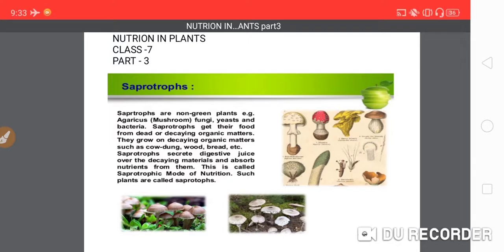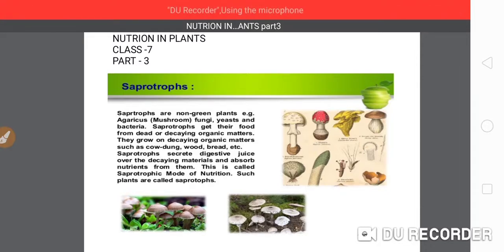Saprotrophs are non-green plants. Examples: agaricus, which is also known as mushroom and belongs to the fungi, yeasts, and bacteria. In all of these, they do not have any kind of chlorophyll. So that is the reason we are saying these are non-green plants.